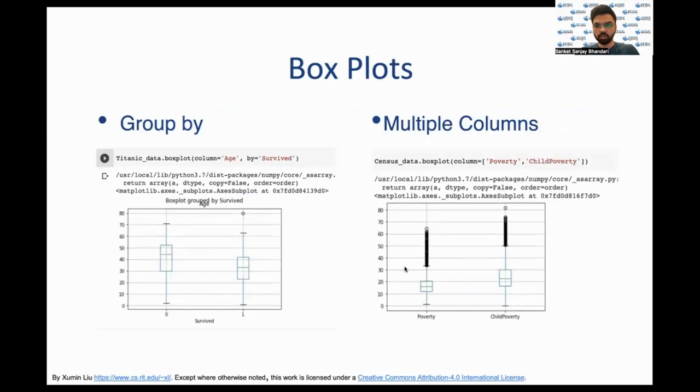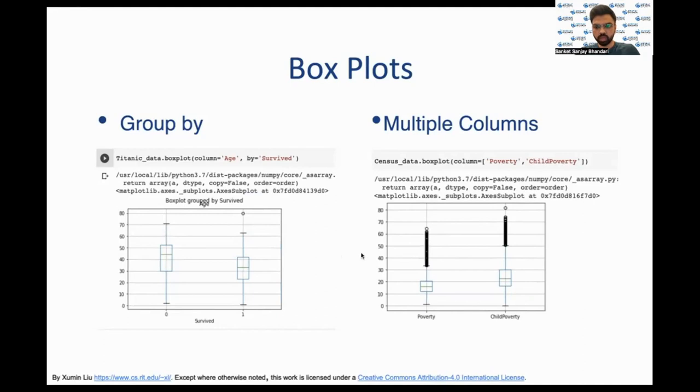Python's box plot function allows you to group data records based on the values of a column, such as survived in the example, and visualize the value distribution of another column, such as age, for each value of survived. So here we are looking at the distribution of age for different values of survived. 0 represents the population which did not survive, and 1 represents someone who survived the Titanic crash. And we are seeing the distribution of age for those who survived and those who weren't able to survive.